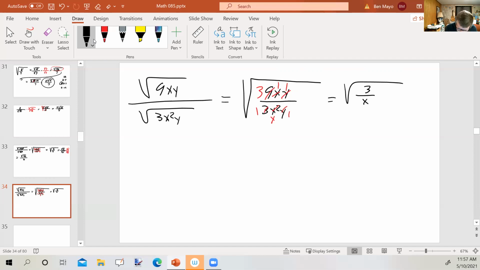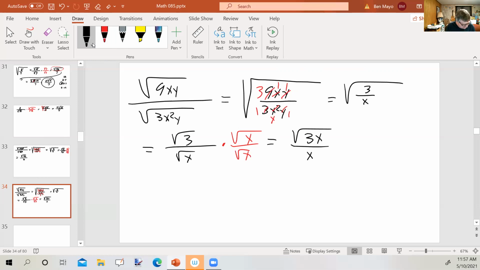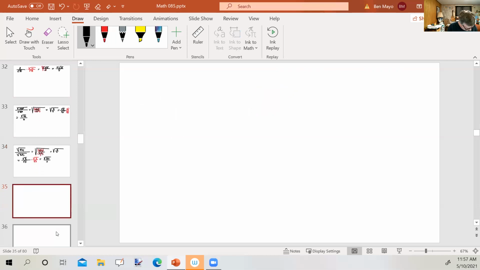Now, that's equal to the square root of 3 over the square root of x. I'll multiply by the square root of x over the square root of x, which gives me the square root of 3x over x. And I can't reduce anything any further. Okay, let's take a look at another example here.